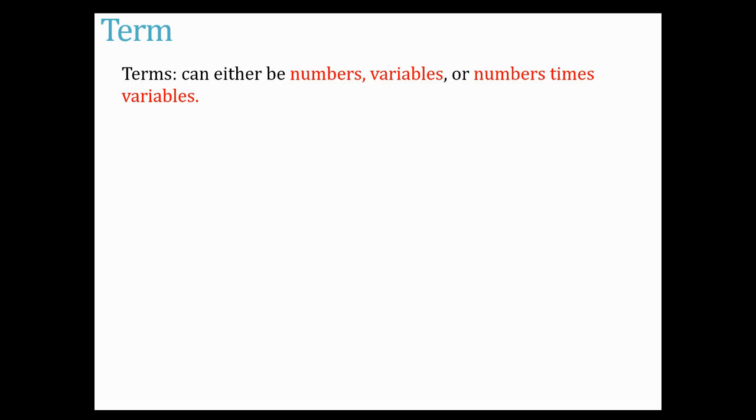First thing that you need to know is what a term is. So that you're going to hear a lot in Algebra 1. So a term can either be numbers, variables, or numbers times variables. So this is an example of a number times a variable with an exponent. Let's break down what each of these are.